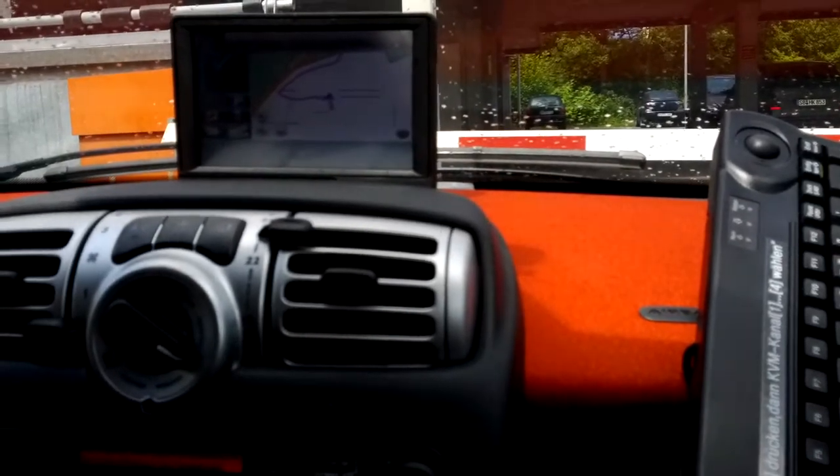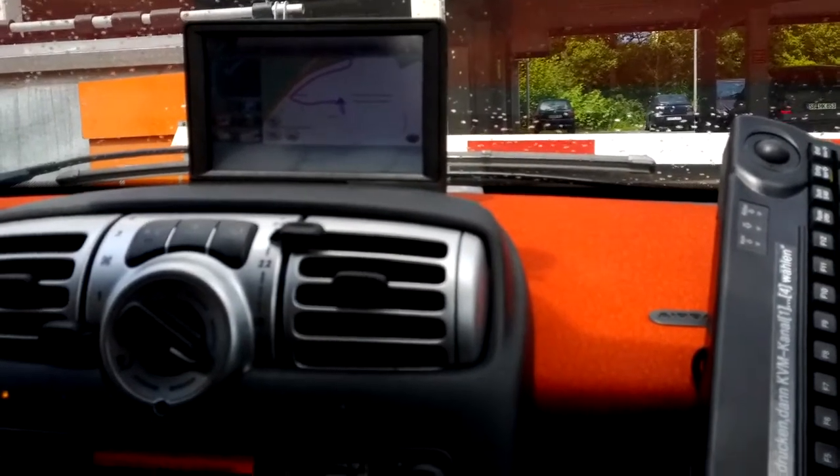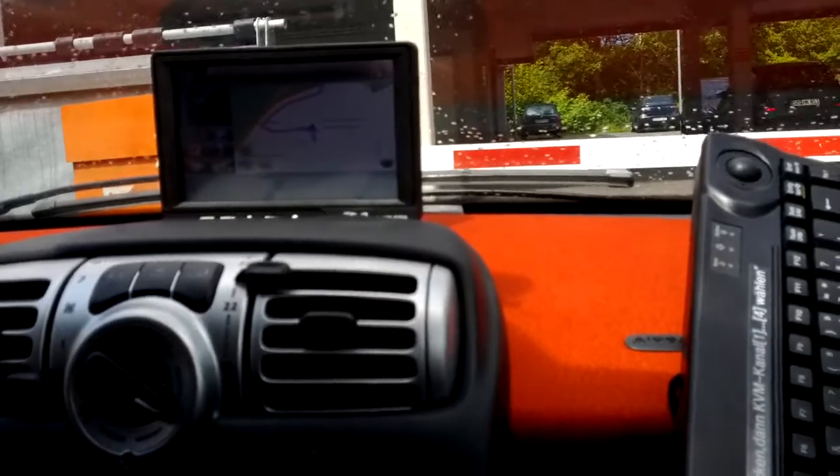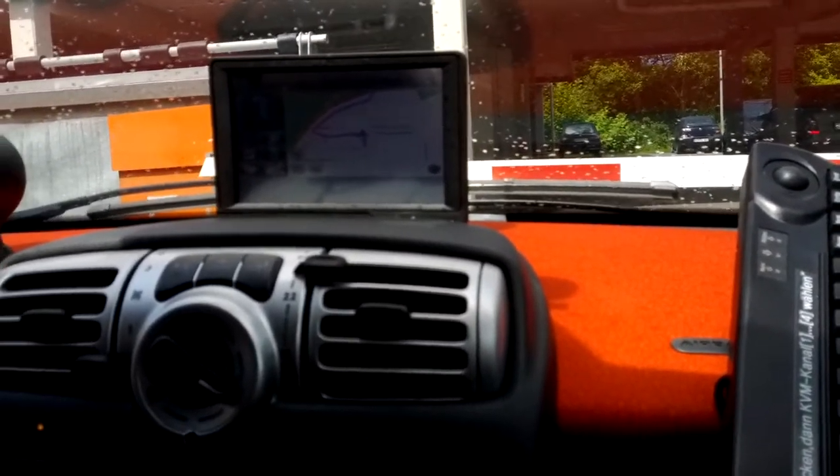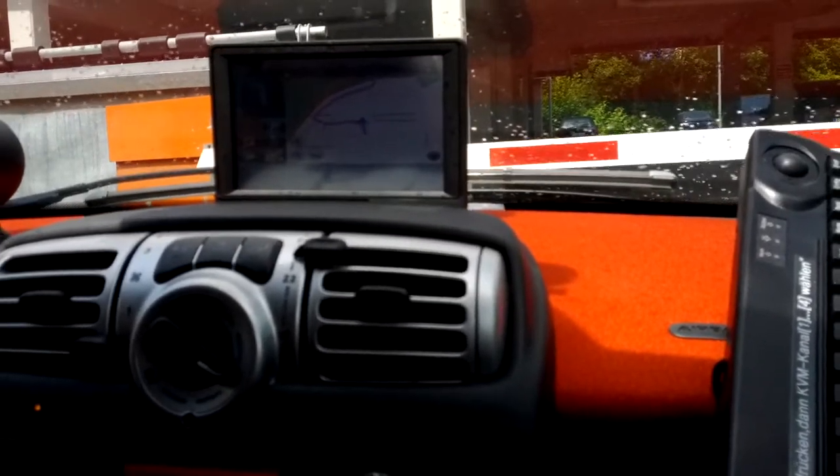There's also a warning sign if you go off the road. Just now, there's a triangle warning sign. Oh, where's the triangle? Just now, and then it disappeared. It vanished.